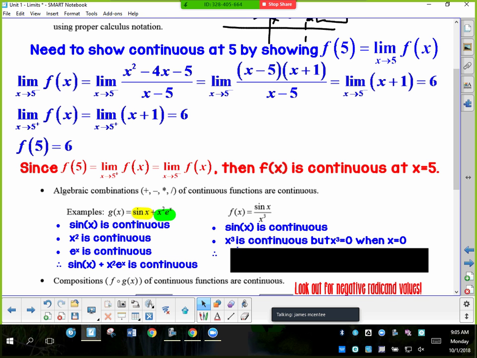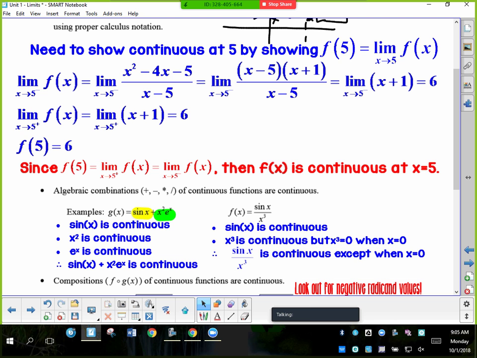Now, is f of x continuous? Is f of x going to be continuous? Lily? No. Why? Yeah. So that is continuous everywhere except for that place where my denominator is going to equal 0. Do we have questions on that?